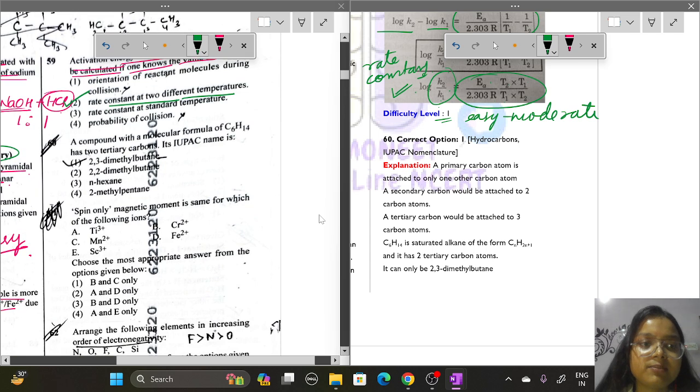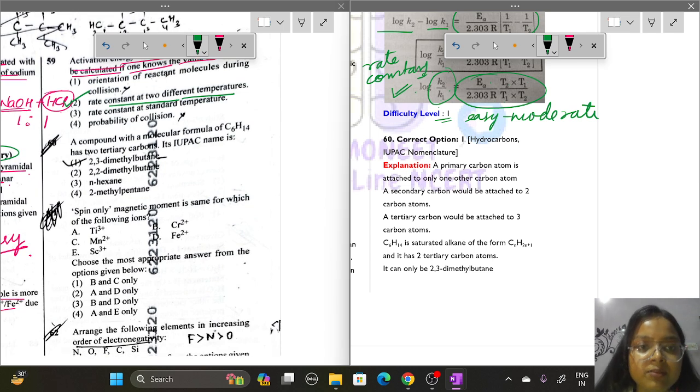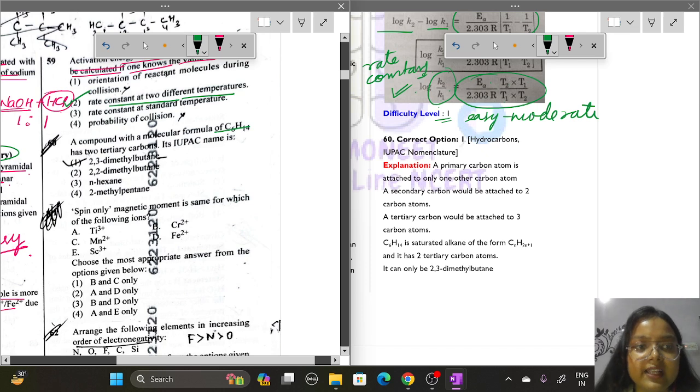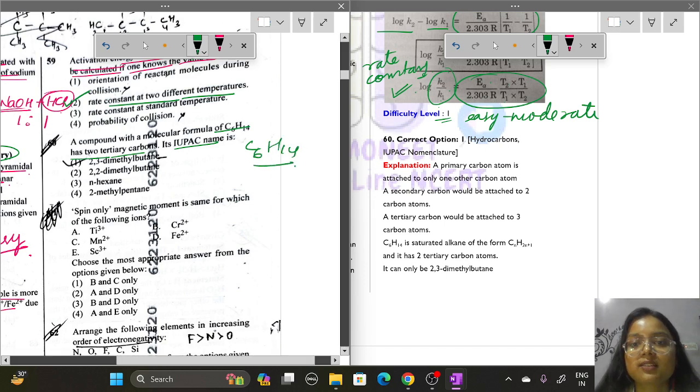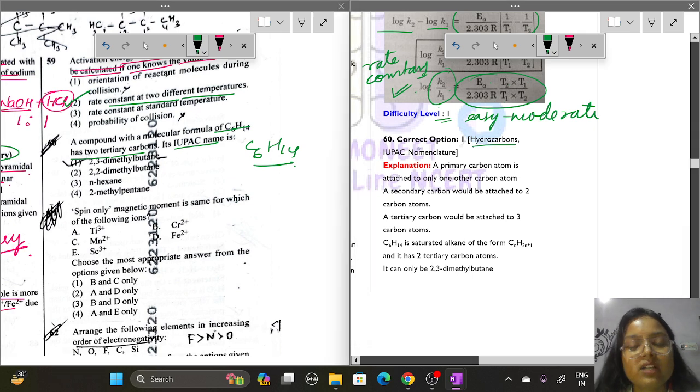Next is question number 60. A compound with molecular formula C6H14 has two tertiary carbons. Its IUPAC name is, okay, a compound with molecular formula C6H14. Its molecular formula is given and it has two tertiary carbons. So it is from the hydrocarbons chapter, and its subtopic is IUPAC nomenclature.